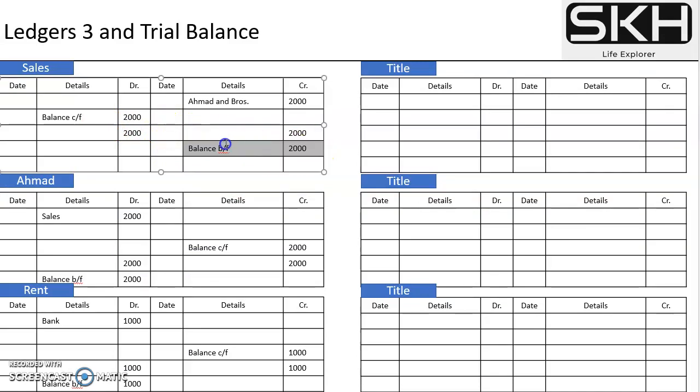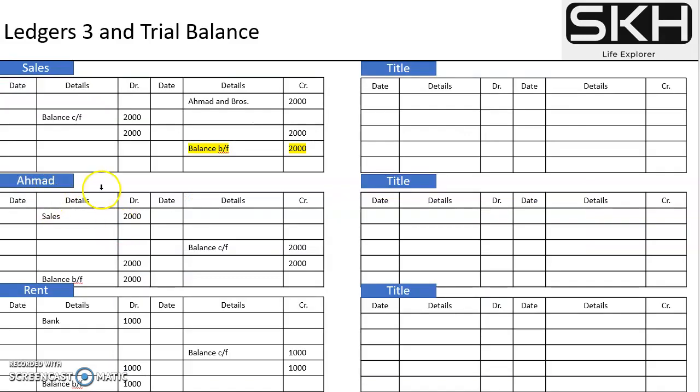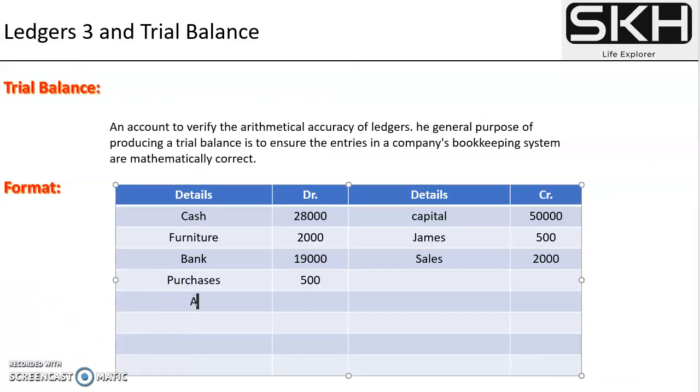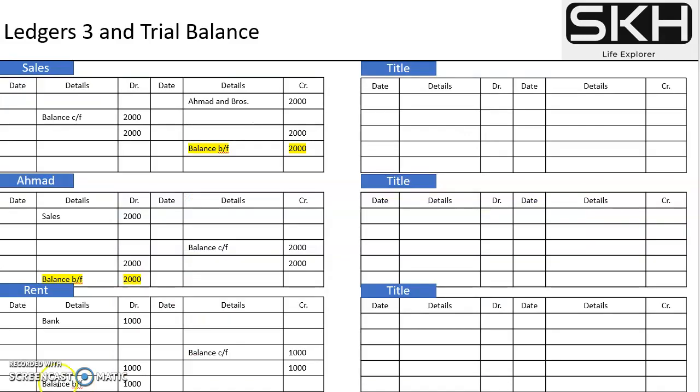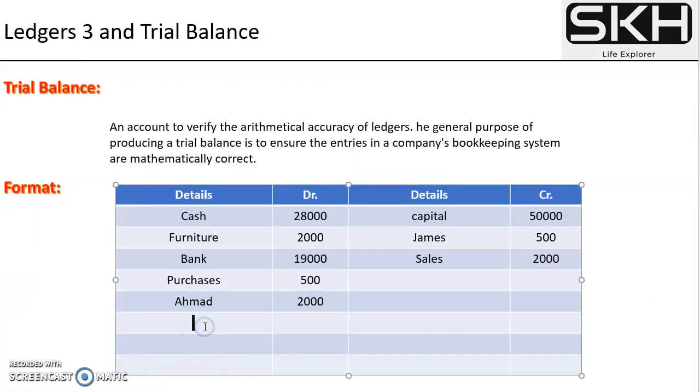And then we have three more accounts. The sale, it is also on the credit side. You can see here, which is 2,000. So I will write it on the credit side. So sale 2,000. And then we have Ahmad account. Its balance is on the debit side. So I'll put Ahmad on the debit side with 2,000. Then last account we have rent, and rent is also on the debit side. So we will record rent here on the debit side with 1,000.